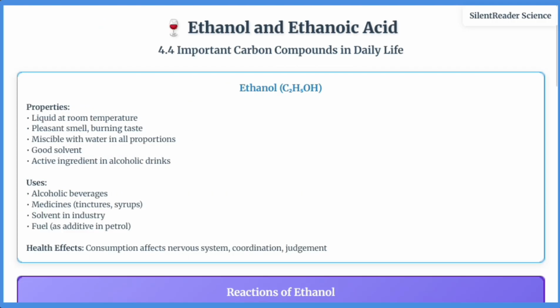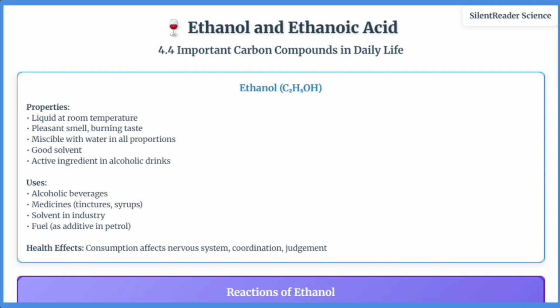Ethanol and ethanoic acid are two important carbon compounds in our daily lives. Ethanol C2H5OH is a liquid with pleasant smell, used in alcoholic drinks, medicines, and as a solvent. It reacts with sodium to produce hydrogen gas, dehydrates to ethene with concentrated H2SO4, and oxidizes to ethanoic acid. Consumption affects the nervous system and coordination.